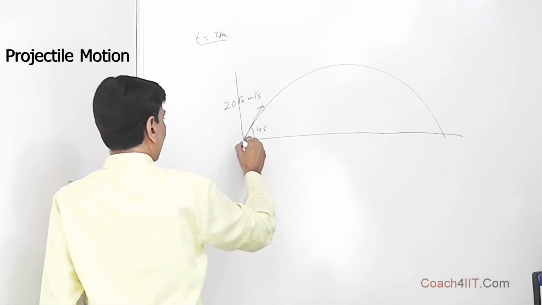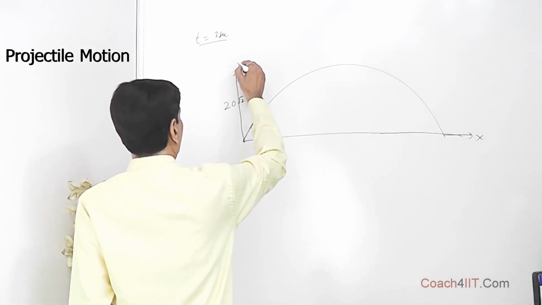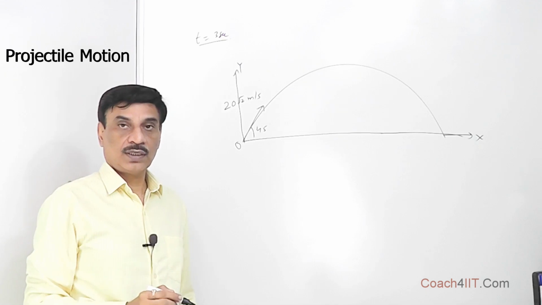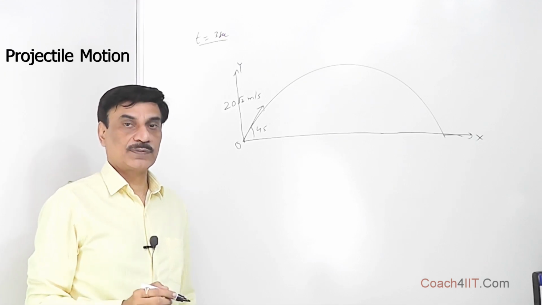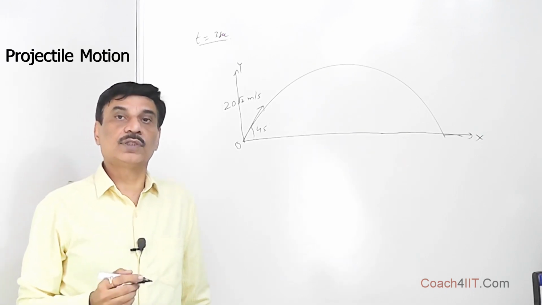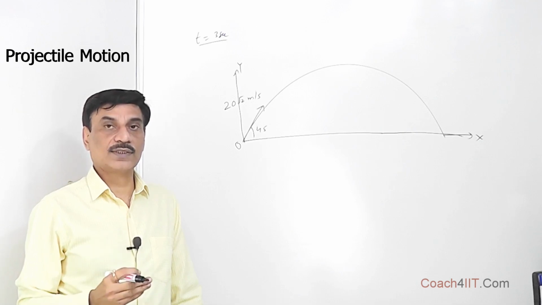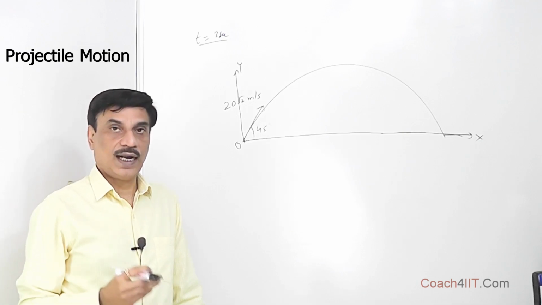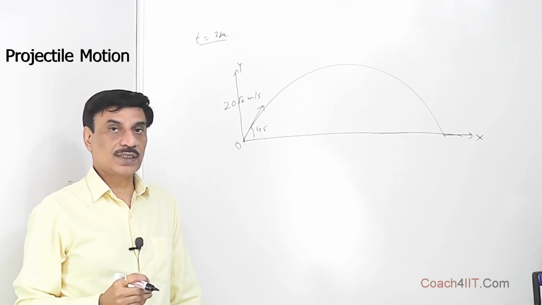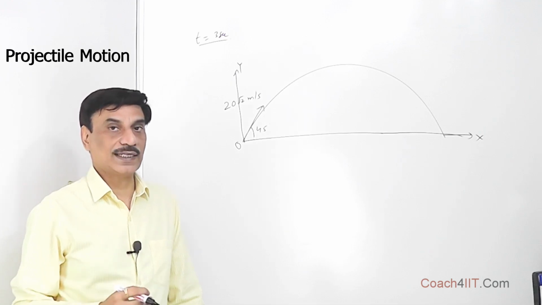If we take this as the y-axis and this as the x-axis, and this is the origin, we are interested in finding its net velocity as well as the net displacement at t equal to 3 seconds. When we say net velocity at t equal to 3 seconds, it doesn't mean we are just bothered about the velocity along the y-axis or along the x-axis, but we are interested in the net velocity, which is a resultant of the velocity in the x-axis as well as the velocity in the y-axis.